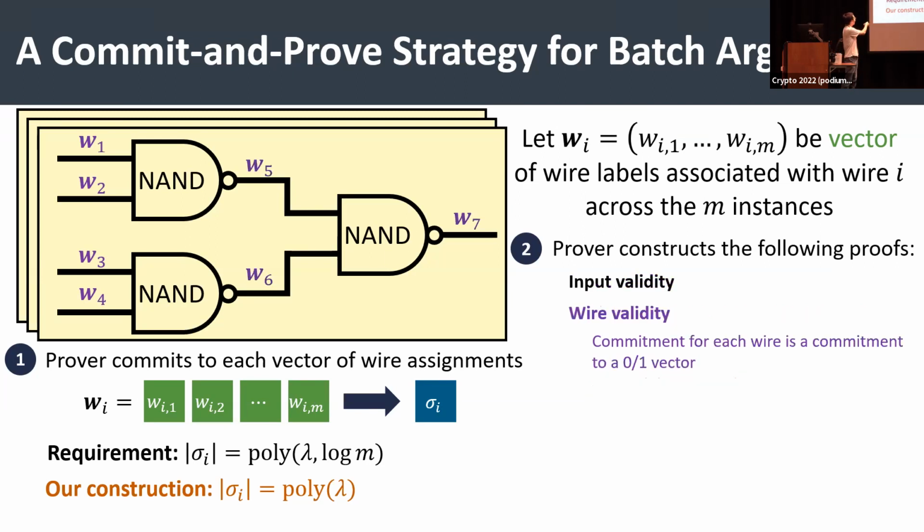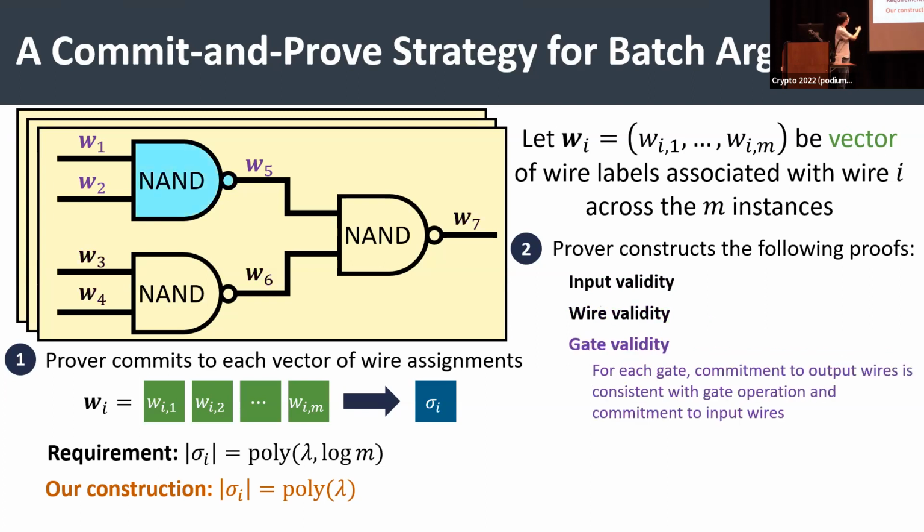Next, we have to check that each of these commitments to the wire labels are actually valid values. In the case where we are working with Boolean circuits, each of these wire values should be a 0-1 value. These should be Boolean values. So the wire validity checks will check that each of these commitments is to a binary valued vector.